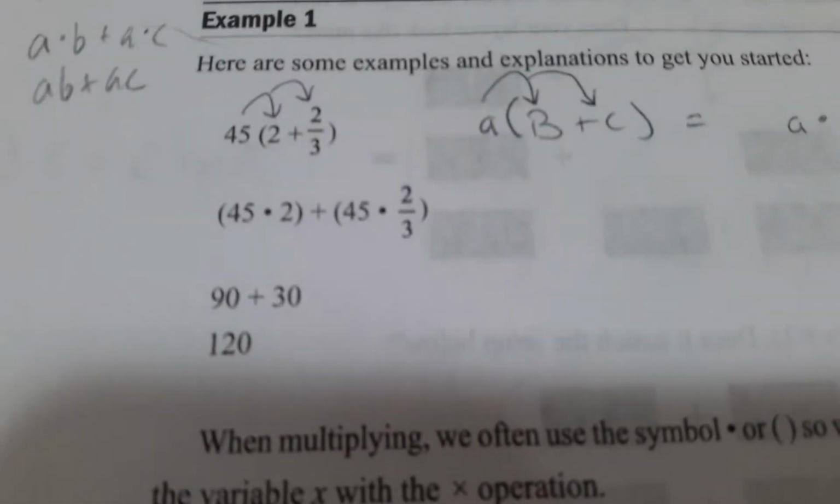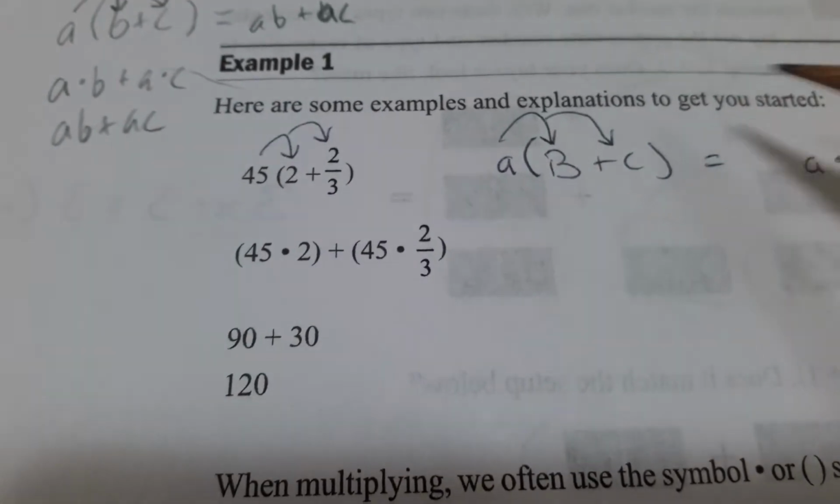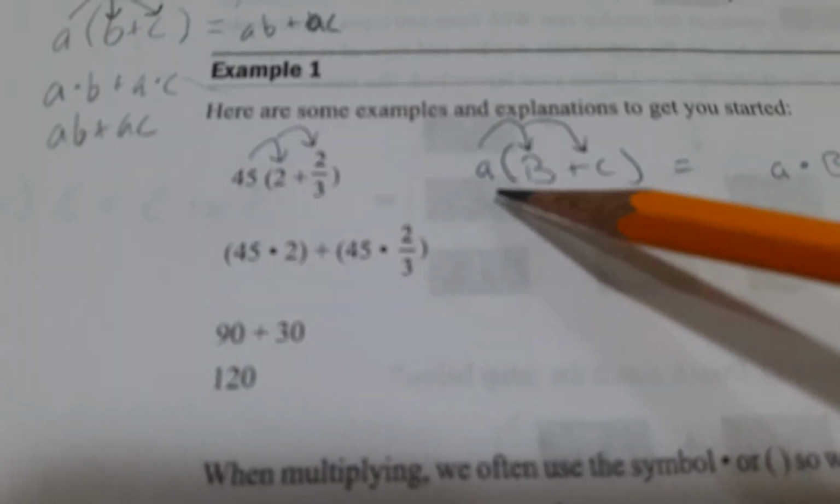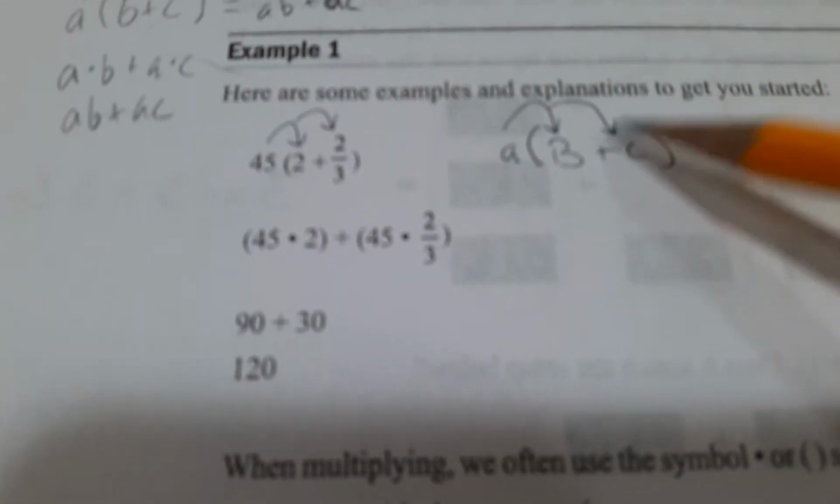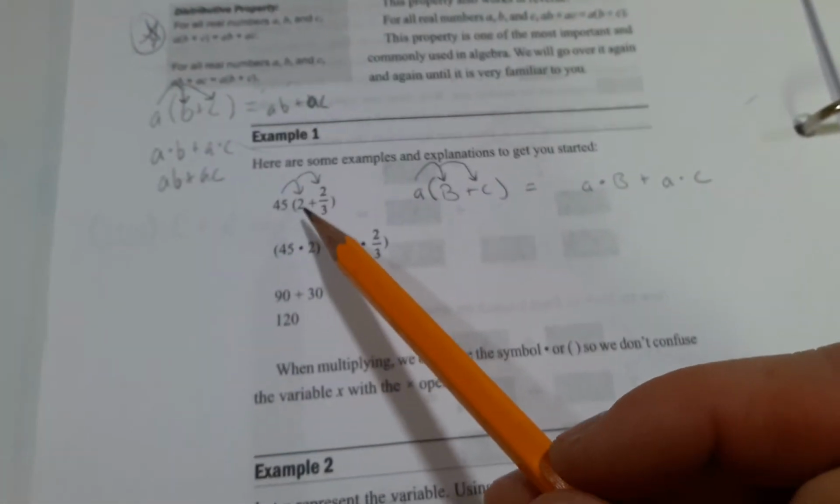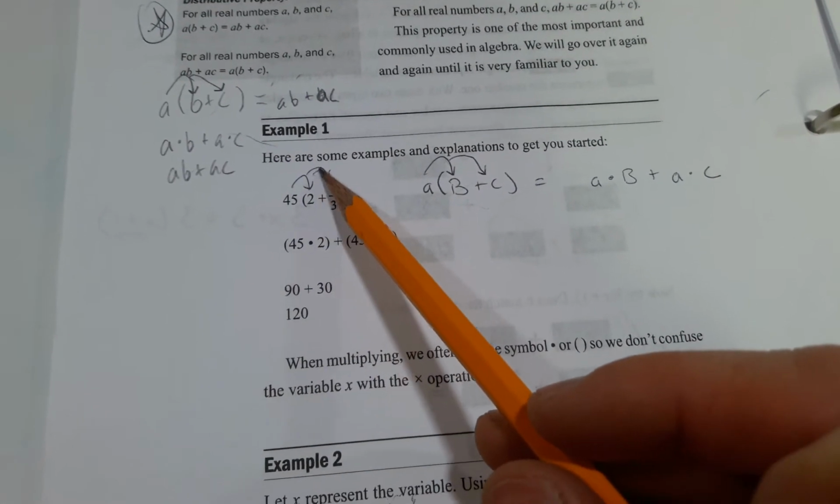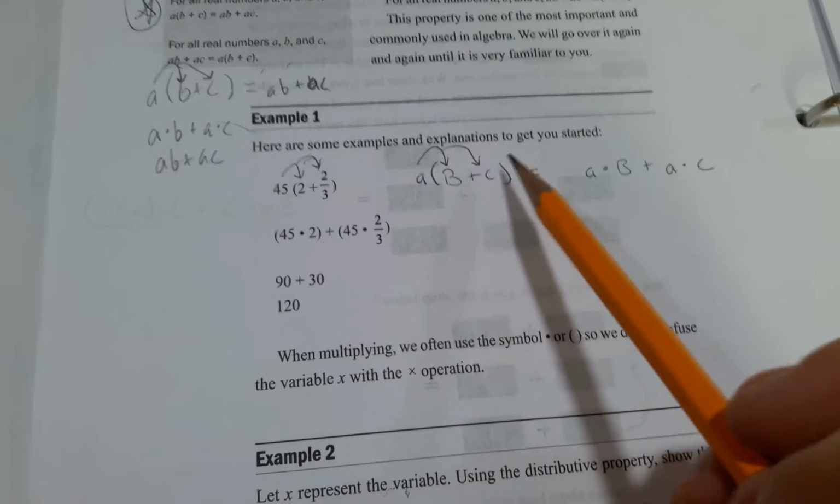So that's the distributive property in a nutshell. And now we're going to go through some examples. I'm just applying this algebraic rule when we have a number, A, times whatever is inside the parentheses, which in this case is B plus C, or 2 plus 2/3. We multiply whatever's on the outside by what's on the inside for each of those terms.